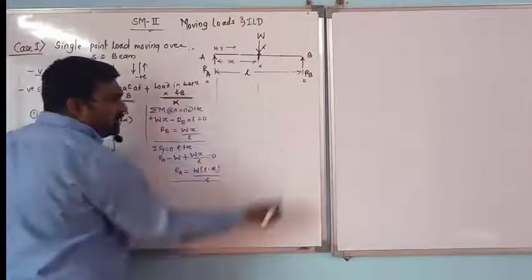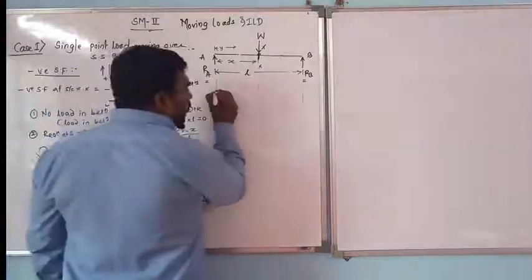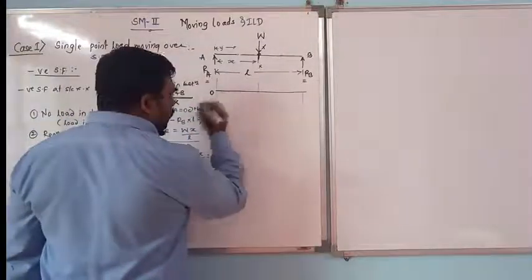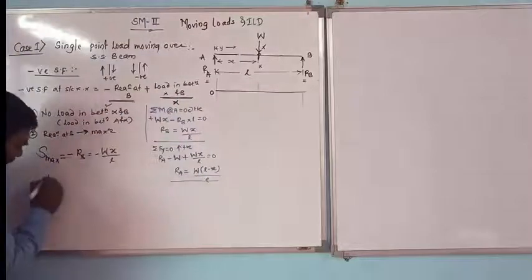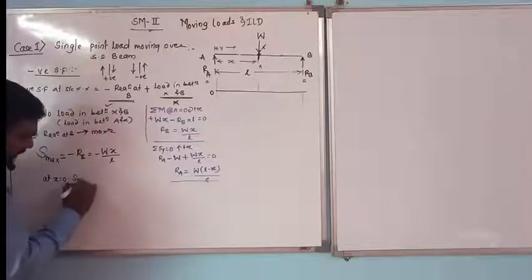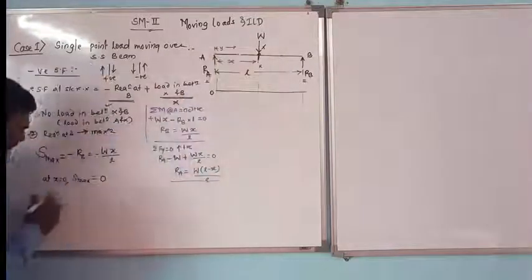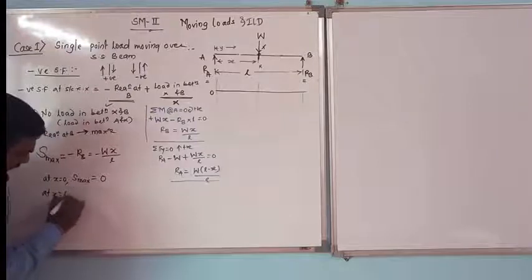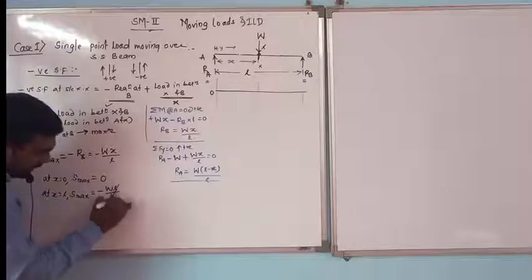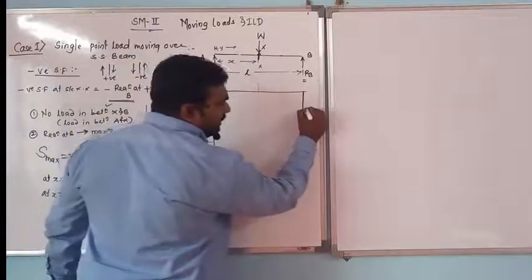For this I will take the projections here. Once I have taken the projections, now I will start the SFD. For the SFD, we are taking a horizontal line. Here it is 0. How does it come as 0? I will put x equal to 0 in this equation. Your S max is 0 into anything, so it becomes 0. Hence at x equal to 0, it becomes 0. And at x equal to L, S max is equal to minus W into L divided by L. L will get cancelled, leaving minus W. Minus is there, hence we will plot it in the downward direction.